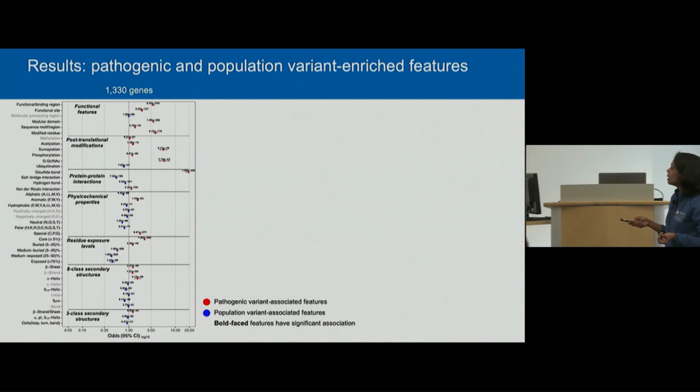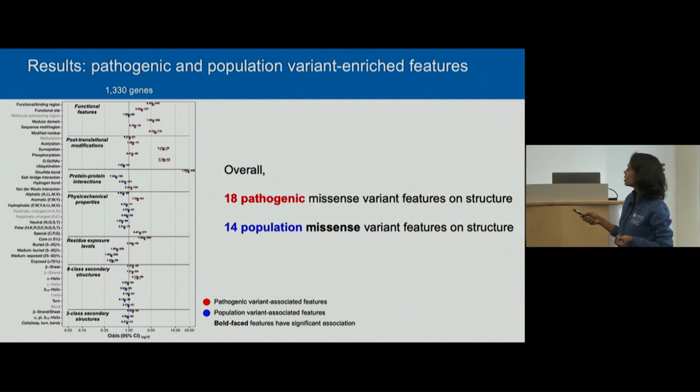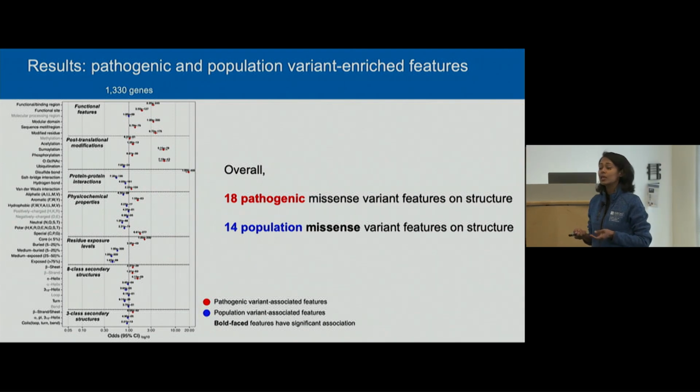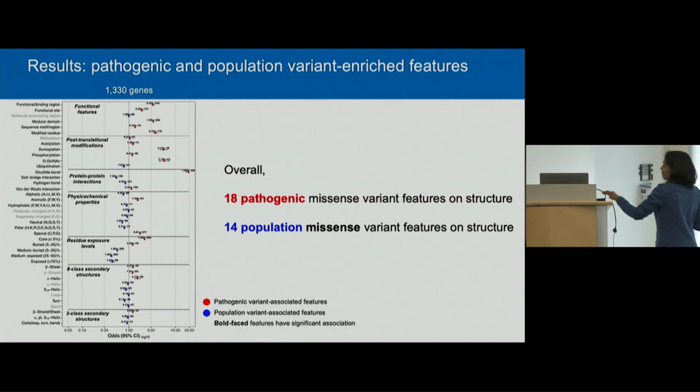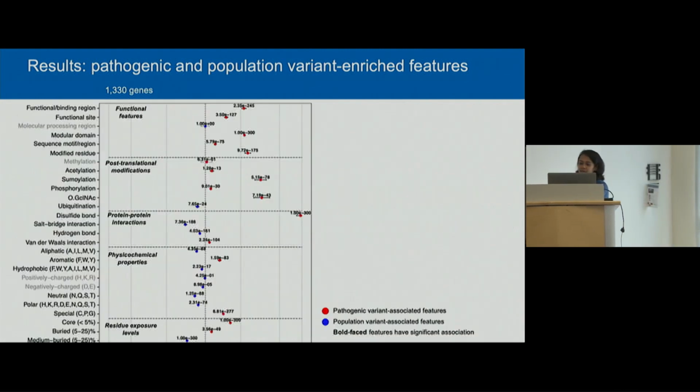So in total, out of the 40 features, we had 18 features where we observed significant burden of pathogenic variation, and 14 features where we have significant burden of benign variants. And now let's look a little bit in detail into the output. The pointer is not working again.